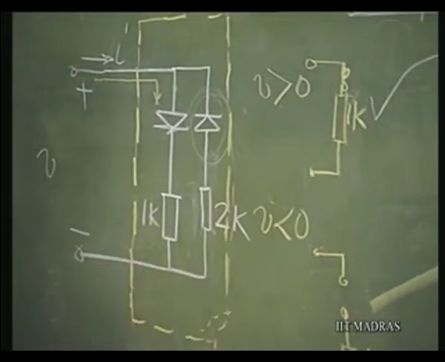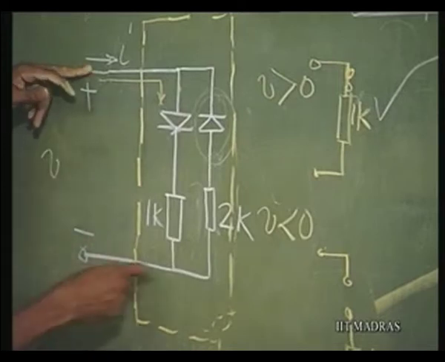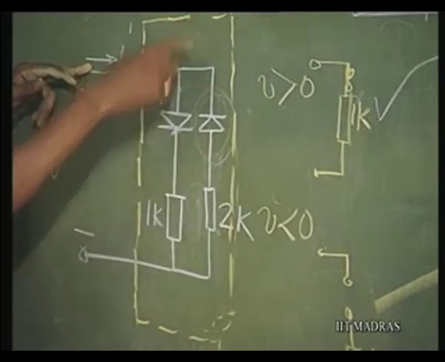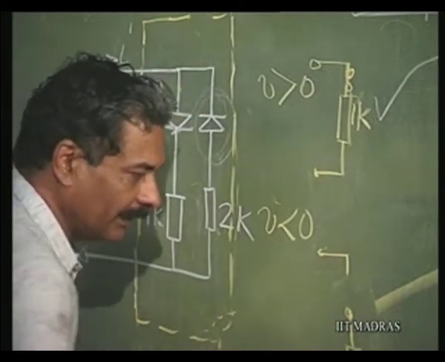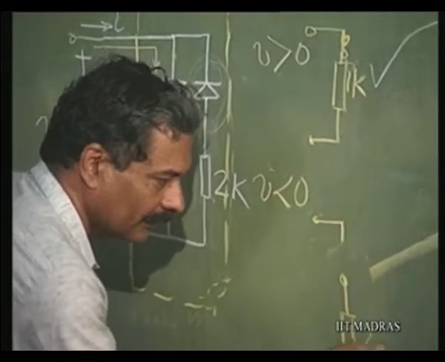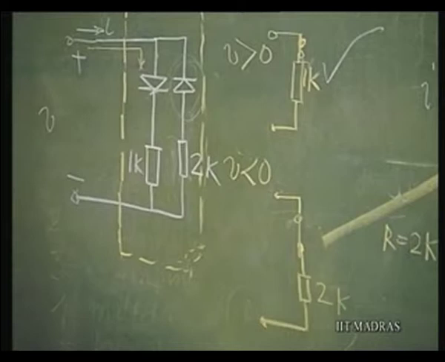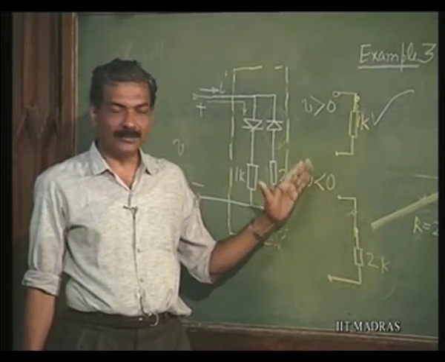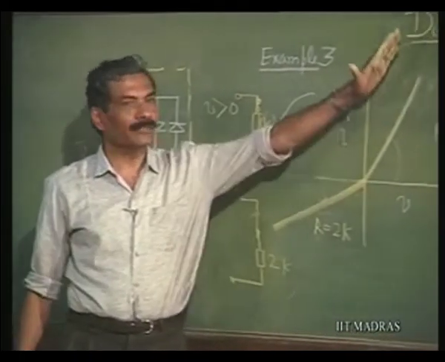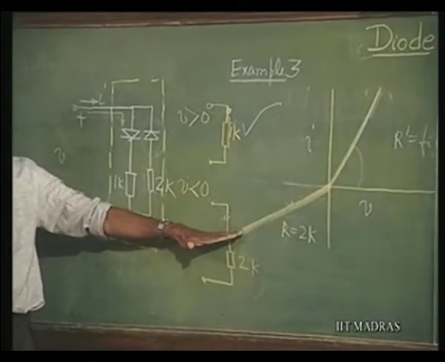Whereas, in this case, when V is less than 0, that is, this is positive and this is negative, this diode is going to permit current in this direction, and therefore, this 2k is going to come into picture, and therefore, the equivalent is going to be, this is going to be 2k and this is going to be a short, because this diode is coming into picture. So, I have now been able to obtain a nonlinear characteristic totally using ideal diodes and resistors, which is going to be what I want, 1k in this direction and 2k in this direction.